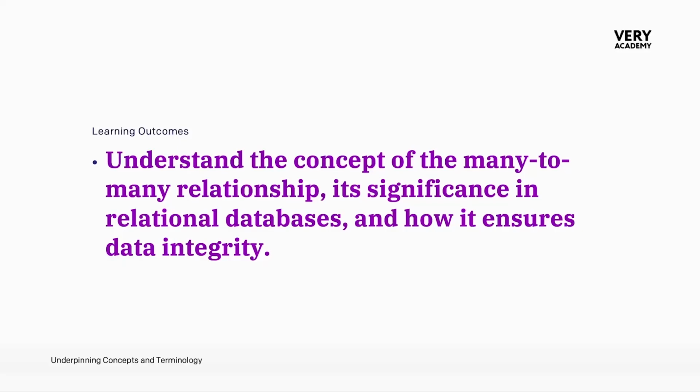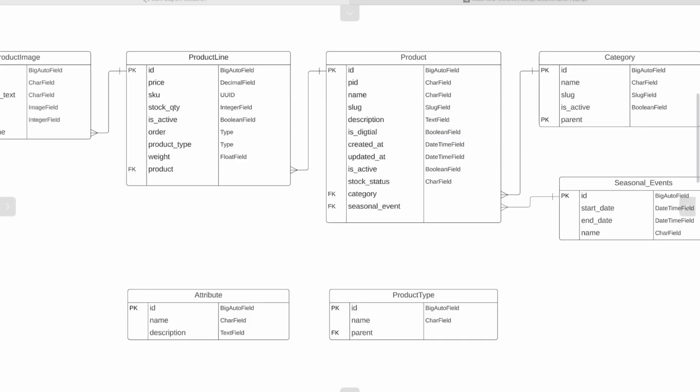Now that we have expanded our database, we have some more tables, and we need to determine the relationships between those tables and the existing tables. So let's take a look at the new tables and how they might relate to the existing tables. To simplify this, there is a relationship between product line and attribute. So product lines will have attributes.